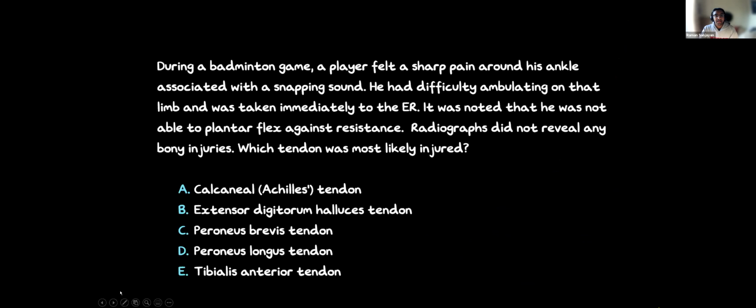During a badminton game, a player felt a sharp pain around his ankle associated with a snapping sound. He had difficulty ambulating on the limb. Immediately taken to ER. It was noted that he was not able to plantar flex against resistance. Radiographs did not reveal any bony injuries. Which tendon was most likely injured?